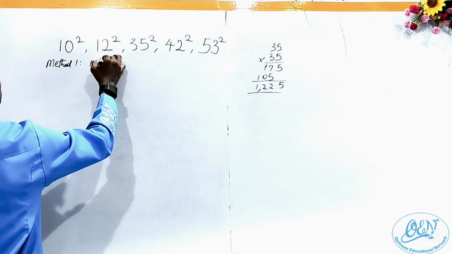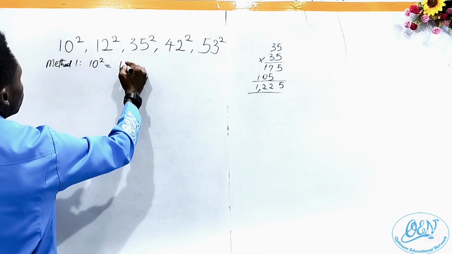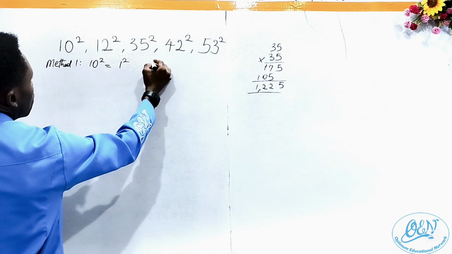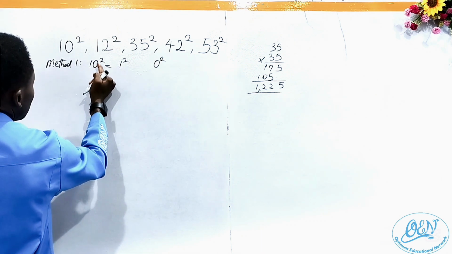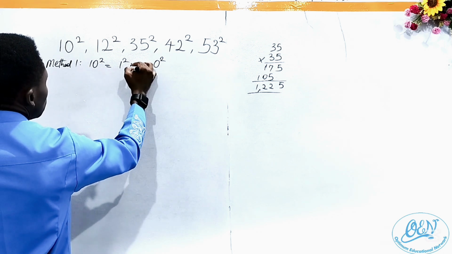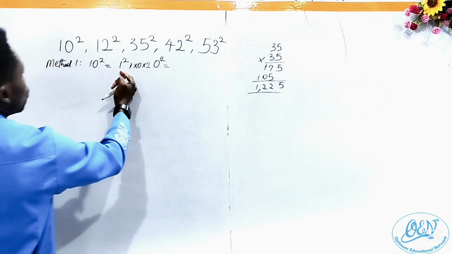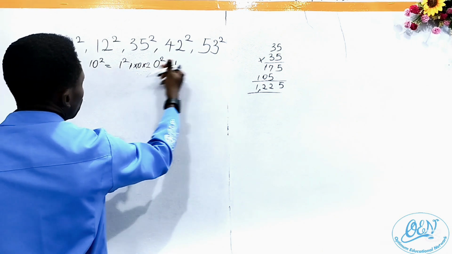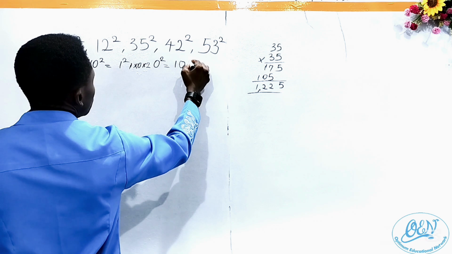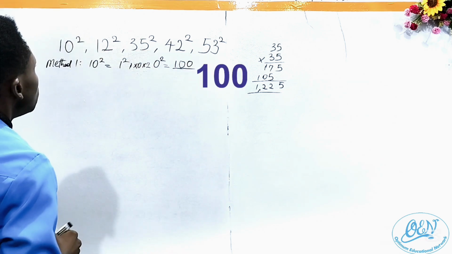So 10 squared. In this method, we say 1 squared, that is the first number. Then we have 0 squared, that's the last number. Then we multiply this and this. We have 1 times 0 times 2. And this will give us 1 squared is 1. 1 times 0 is 0. 0 times 2 is 0. We have another 0. Then 0 squared is 0. So 10 squared is 100.